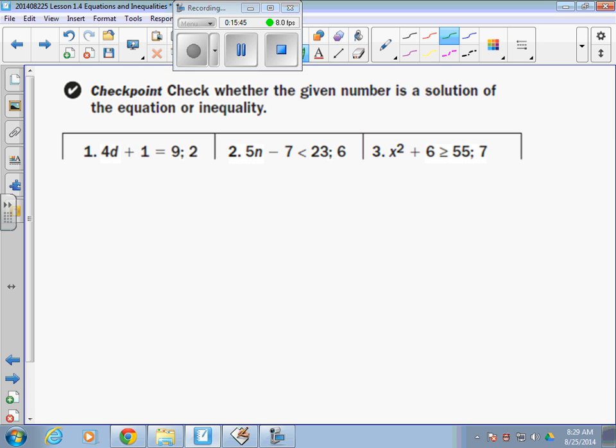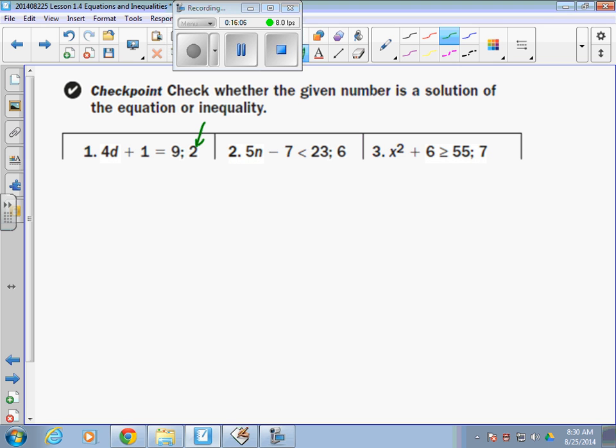Okay, here's your checkpoint problems. We're determining whether the given number is a solution of the equation or inequality. This question was asked earlier. Notice how the problem's written. It says 4D plus 1 is equal to 9, and then there's a semicolon, and then it says 2. That's saying use the number 2.